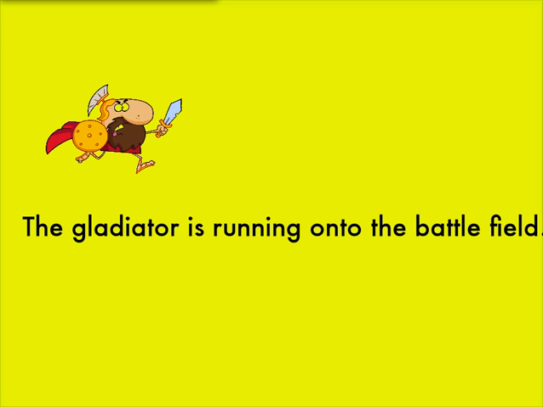Let's look at another one. The gladiator is running onto the battlefield. What's our action verb? Our main verb, or the action of the sentence, is still running. But which word in the sentence helps running by putting it in the present? Which word tells us that the running is happening right now? That's right, our helping verb in this sentence is the word is.